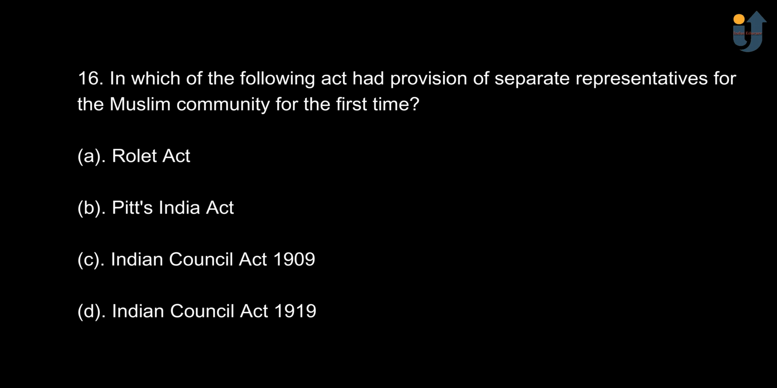Option C, Indian Council Act 1909. And option D, Indian Council Act 1919. The correct option is option C, Indian Council Act 1909. Next, dietary in states has been ended by the act of option A, Act 1872, option B, Act 1909, option C, Act 1919, and option D, Act 1935.